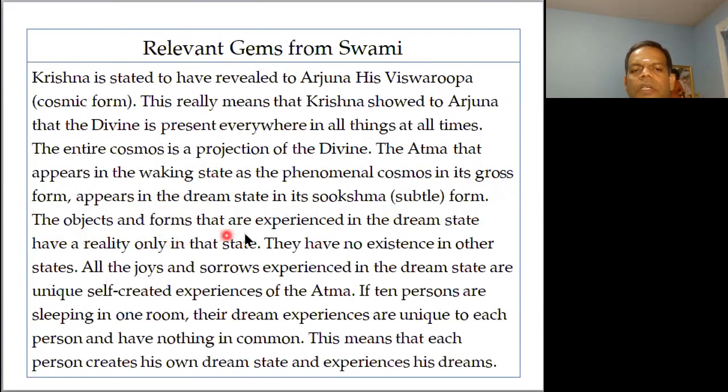The objects and forms that I experience in the dream state have a reality only in that state. They have no existence in other states. All the joys and sorrows experienced in the dream state are unique, self-created experiences of the Atma. If 10 persons are sleeping in one room, their dream experiences are unique to each person and have nothing in common. This means that each person creates his own dream state, and experiences his dreams.